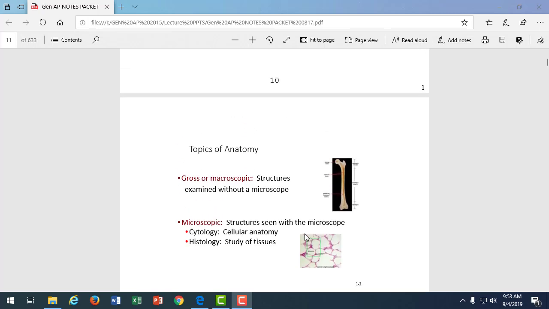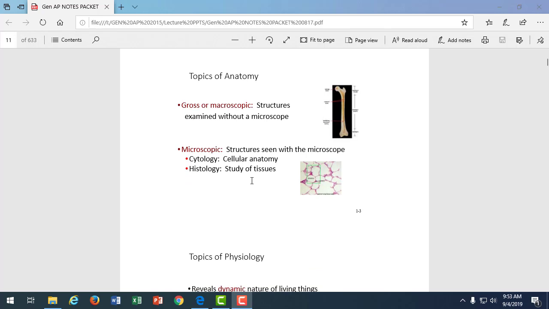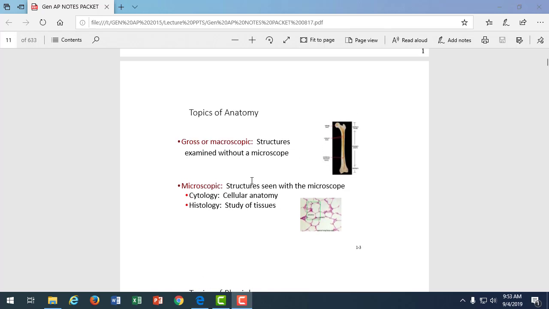So the types of anatomy, gross or macroscopic, are things we can see with the naked eye. So if you're looking at the cadaver or a skeleton, that's gross anatomy. And then microscopic anatomy is looking at things with a microscope, obviously. Cyto means cell. A lot of our terms in science have a Latin or Greek prefix. Cyto means cell, so if we're looking at cells, the study of cellular structure and function is called cytology. And then histology is the study of tissues.